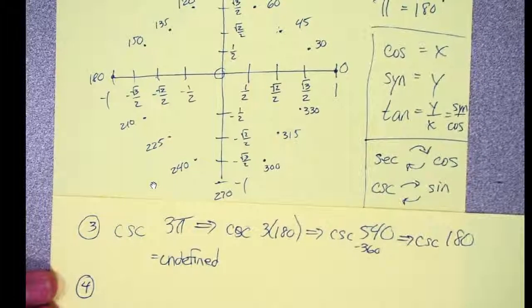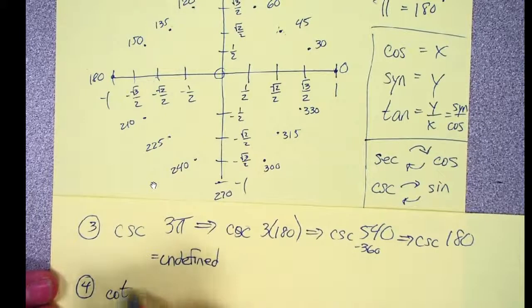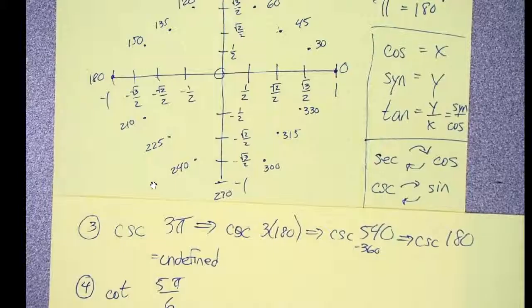All right, let's say cotangent of 5 pi over 6. Well, let's do 5 pi over 3. 5 pi over 3.